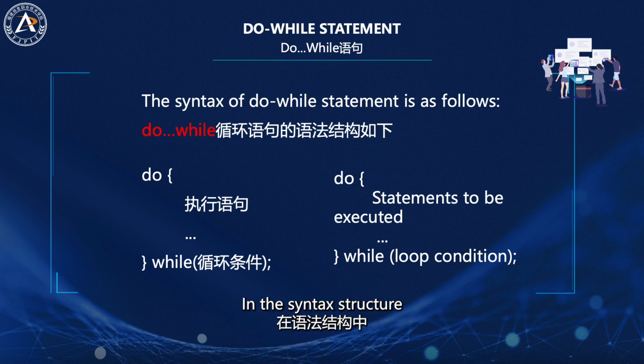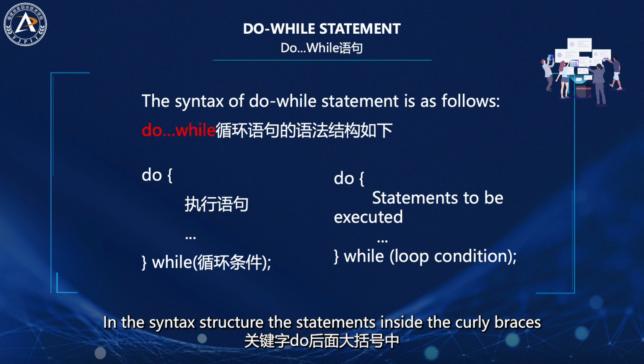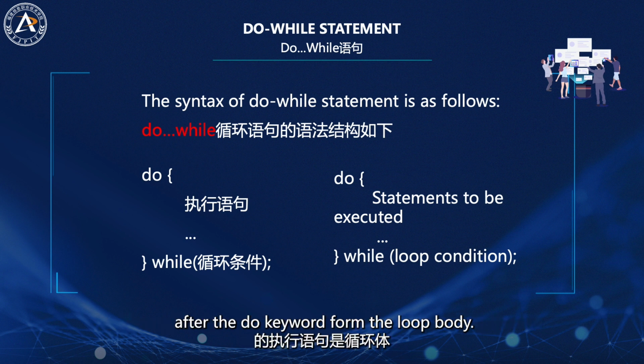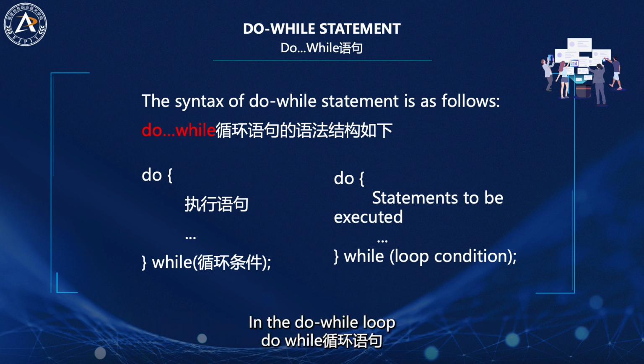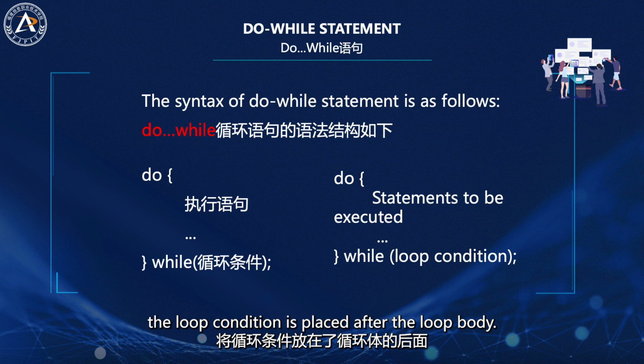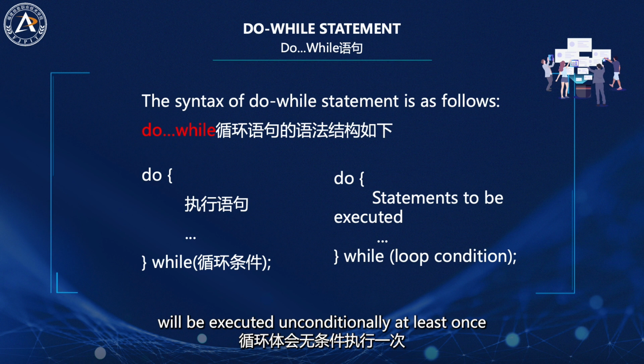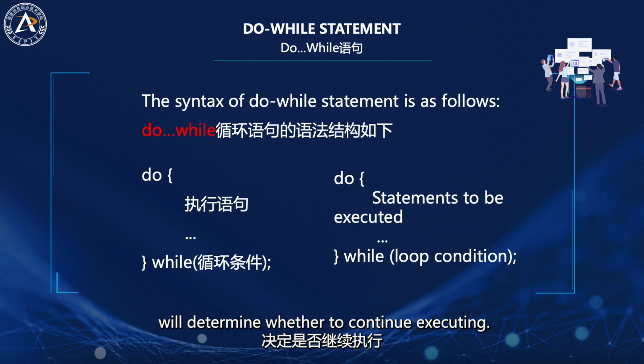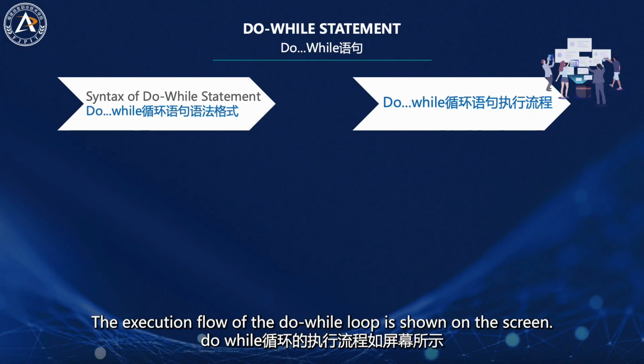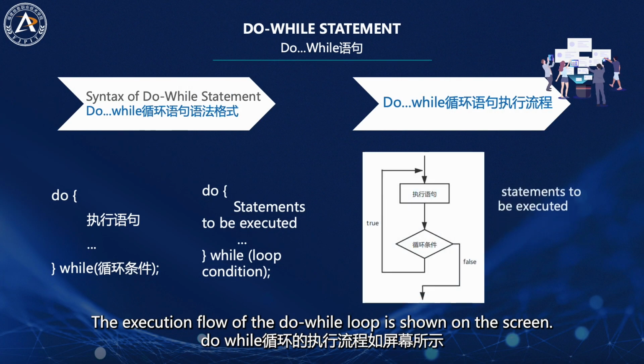In the syntax structure, the statements inside the curly braces after the do keyword form the loop body. In the do-while loop, the loop condition is placed after the loop body. This means that the loop body will be executed unconditionally at least once, and then the loop condition will determine whether to continue executing. The execution flow of the do-while loop is shown on the screen.